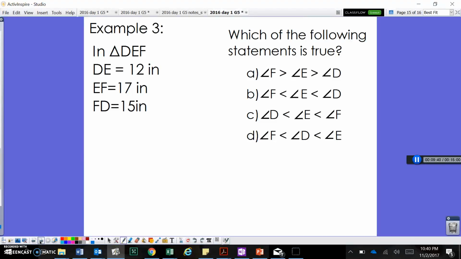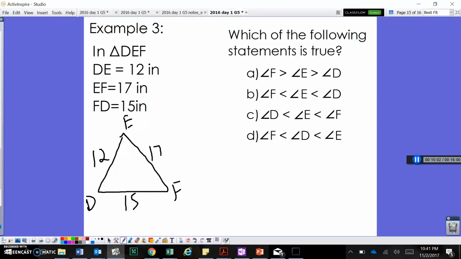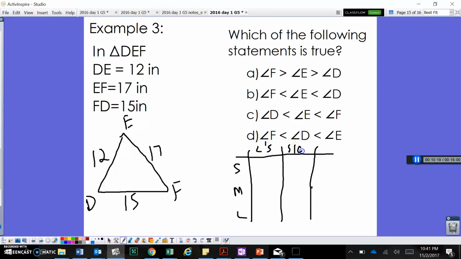Example 3. Again, we need to create our triangle and give it our labels, D, E, F. Side DE is 12, EF is 17, and FD is 15. We also need to make our table. So we have our small, medium, large, and here we have our angles and our sides.